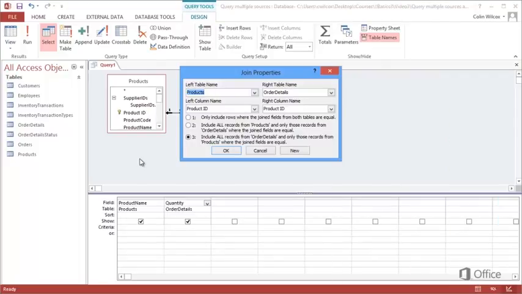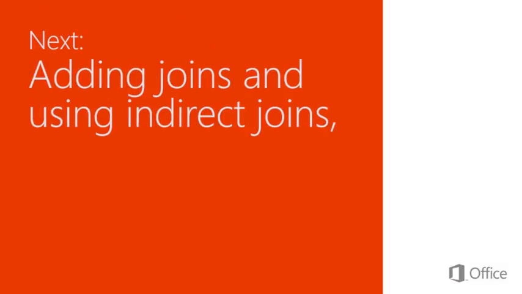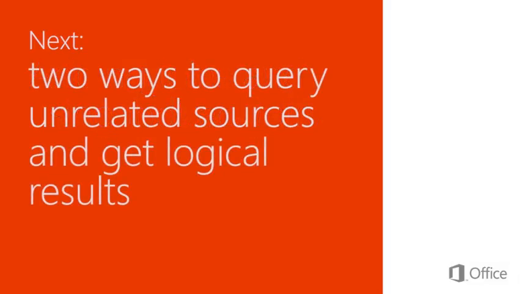So think your joins through, and if you don't get the result you want, you can always change them. And next, I'll show you how to add joins and how to use indirect joins, and those are two ways to query unrelated tables and get some logical results.